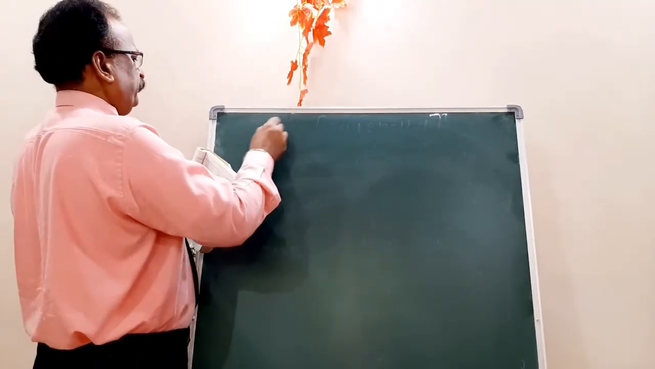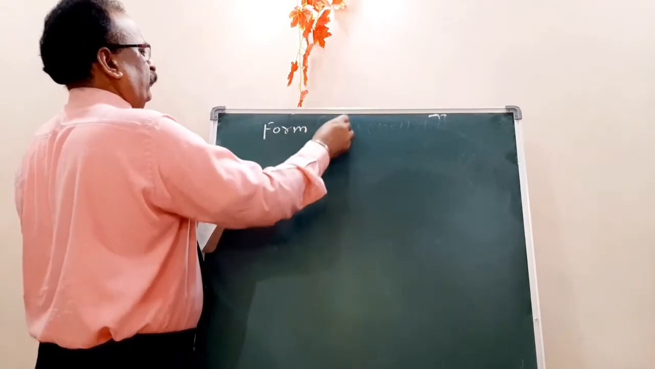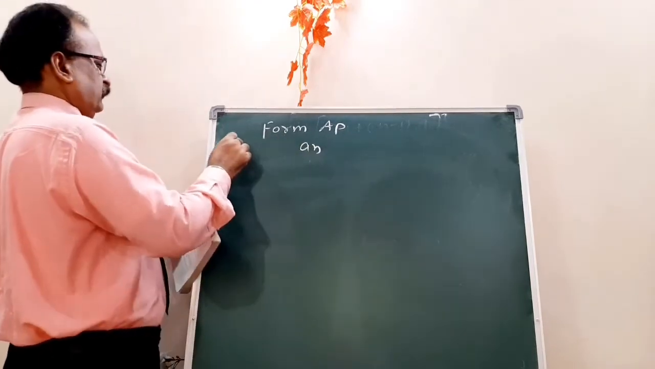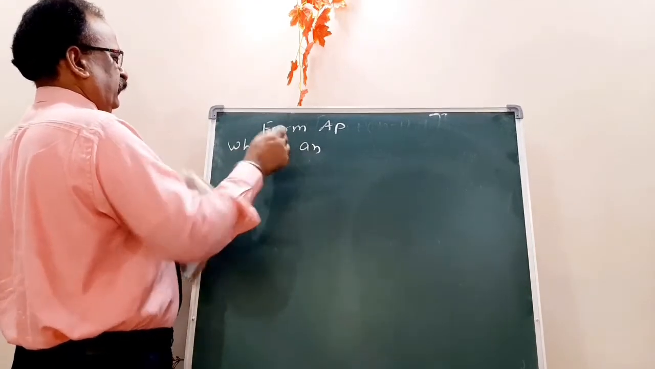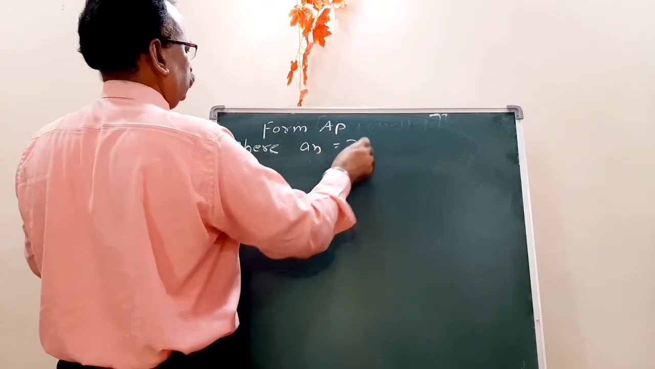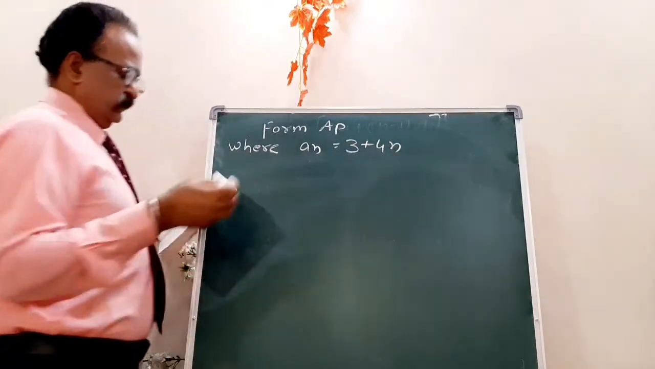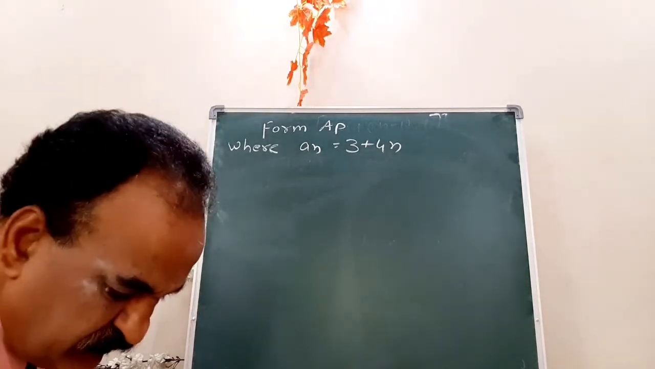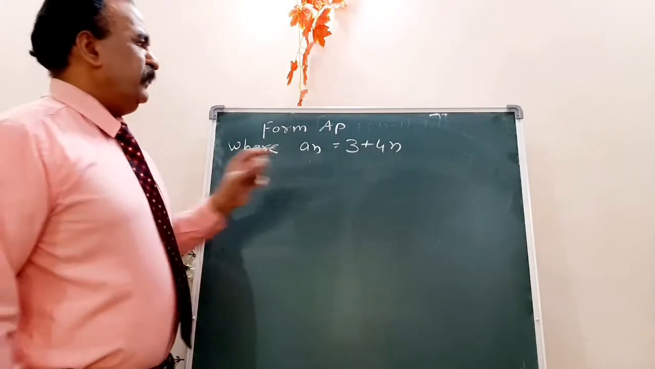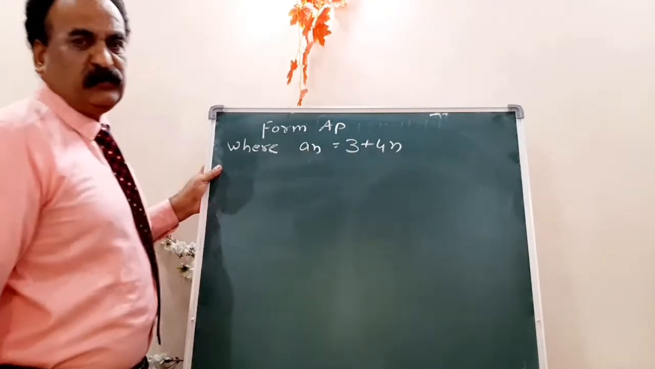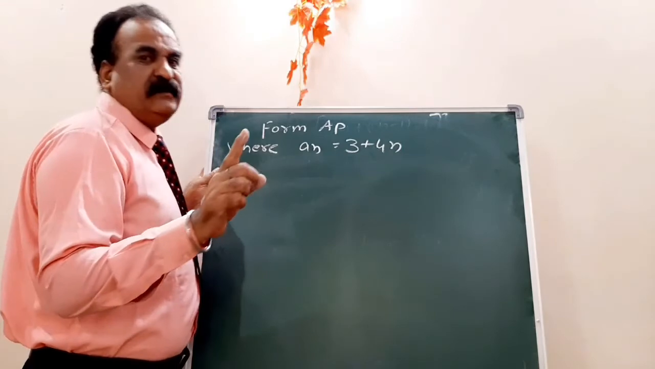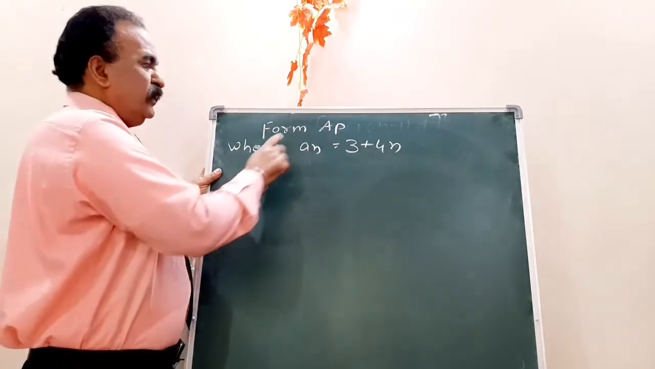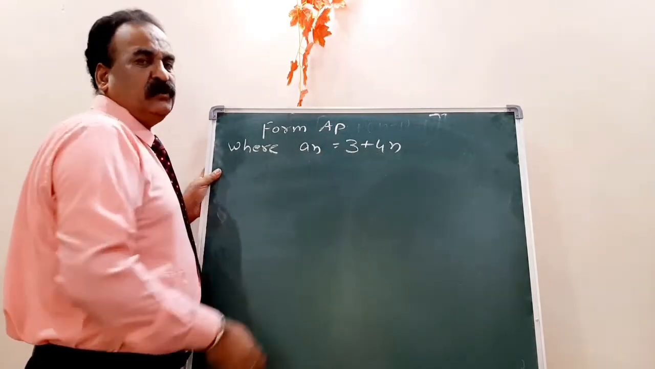Form an AP, where AN is equal to 3 plus 4N. Now we have to construct an AP where AN is equal to 3 plus 4N. It means the AN, the last term, is given to you, and you have to construct an AP. Is this clear?